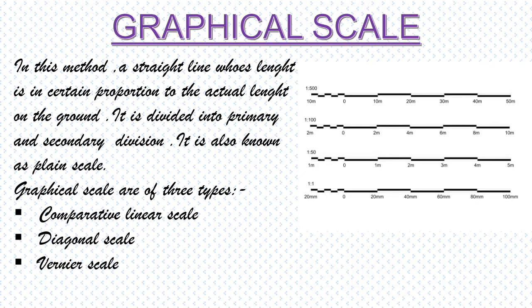This scale is used when minute distances such as 0.11 mm are to be accurately measured or when measurements are required up to second decimal place. Vernier scale, a small movable auxiliary graduated scale attached parallel to a main scale and calibrated to indicate fractional parts of the subdivision of the large scale. It is used for accurate and precise measurement.